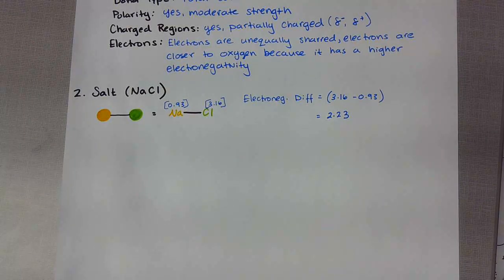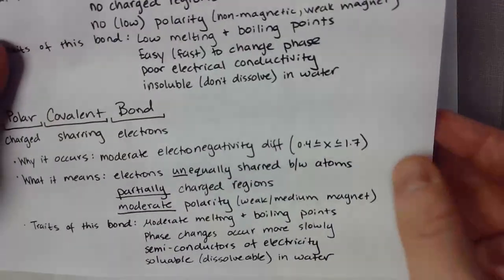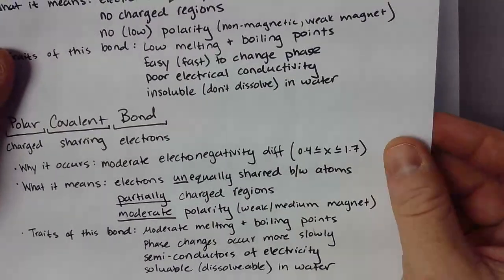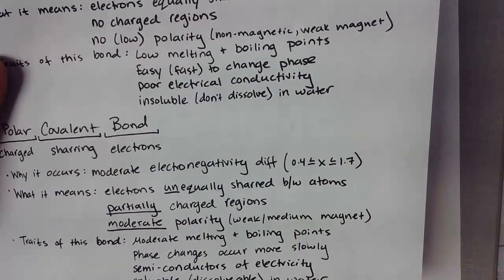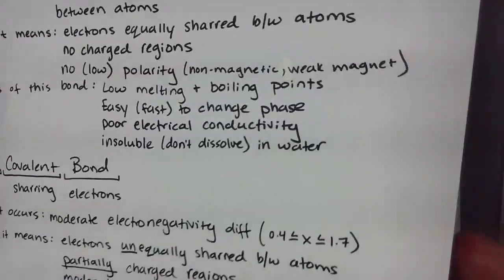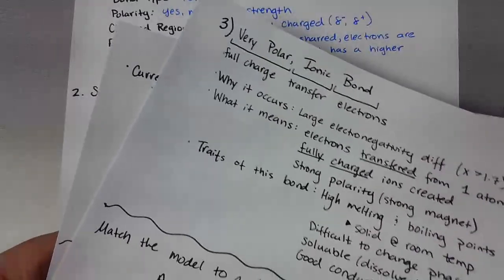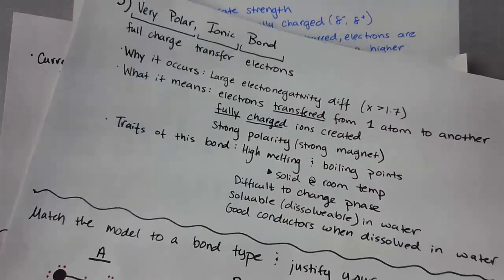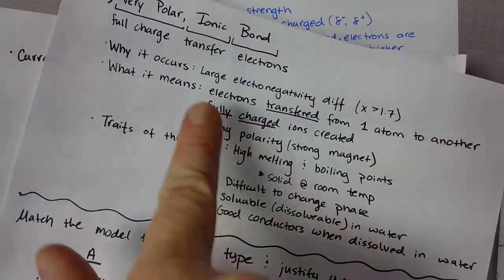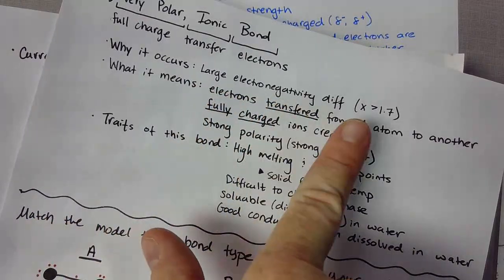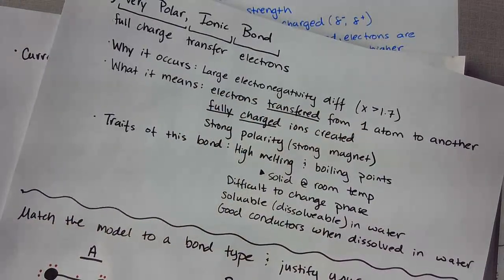Now, if you remember our ranges, our largest cutoff was 1.7. So the polar covalent bond that we just described above was anything between 0.4 and 1.7. If your electronegativity difference is bigger than that, you are no longer a covalent bond. You are a very polar ionic bond because you've got that large difference.